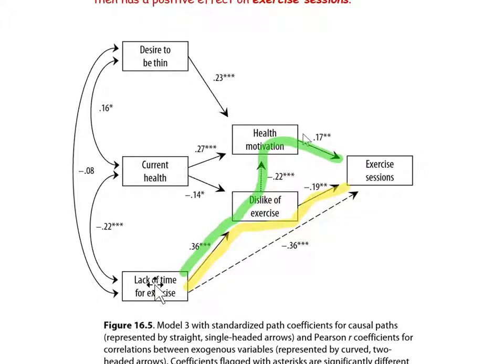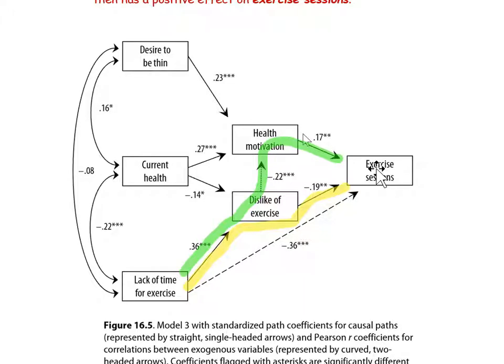This is another indirect effect of lack of time for exercise on exercise sessions. It goes like this. Lack of time for exercise has a positive effect on dislike of exercise. Dislike of exercise then has a negative effect on health motivation. Health motivation then has a positive effect on exercise sessions.